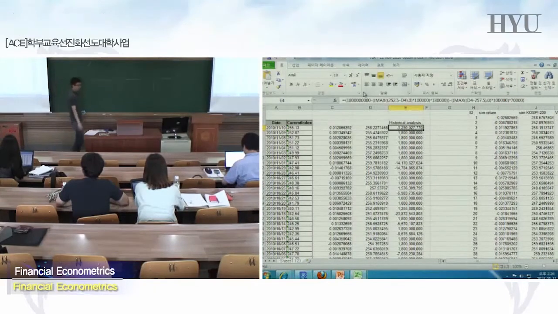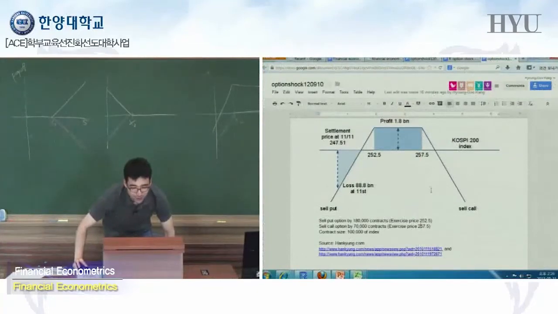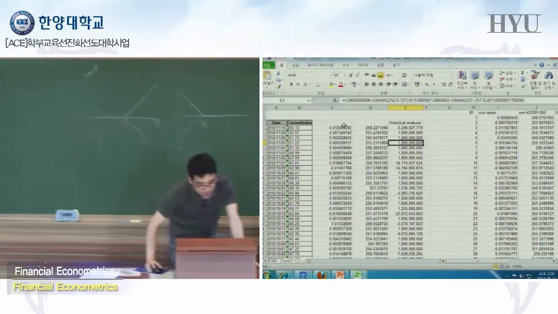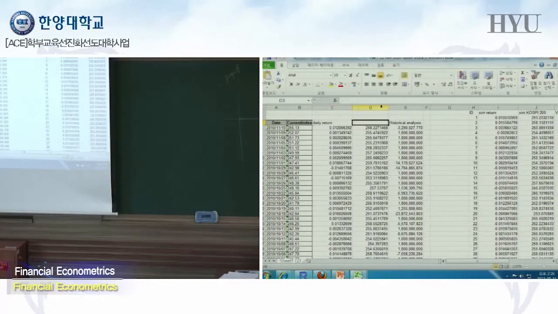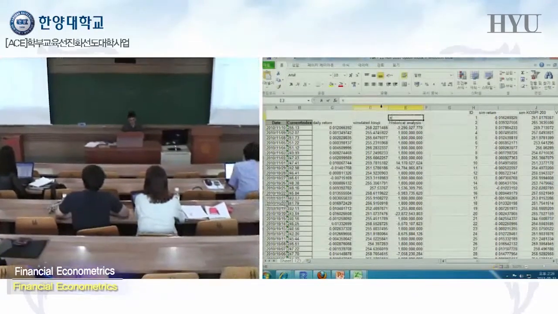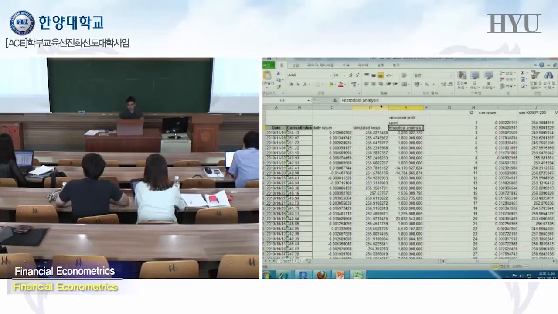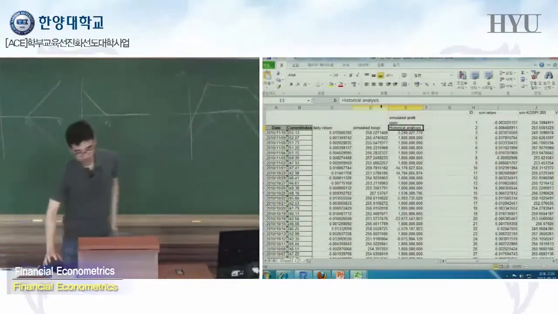So simply speaking, this is the shape of this graph. What we want to know is, whenever we have a simulated value, we find the profit and loss. Since this is the daily return, and this is the simulated price, and then this is the simulated profit upon our historical analysis.